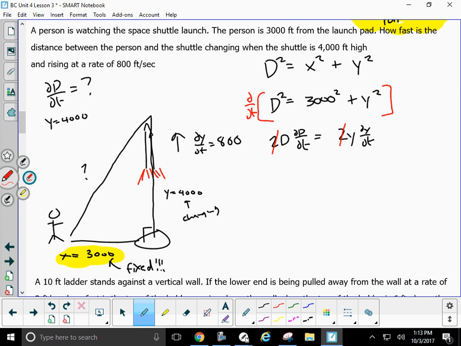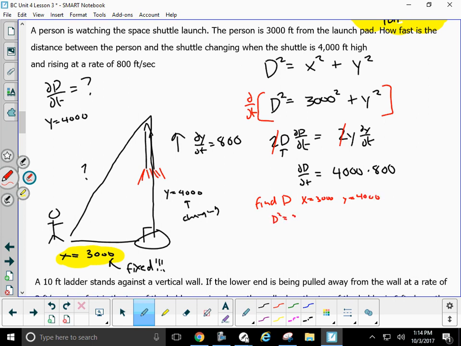Okay? Try to find dD/dt. I have y. I want to find dD/dt exactly when y is 4,000 and dy/dt is 800. But I got a problem. I wasn't given D. But it's not a problem, because I can find D using x, which is 3,000, and y is 4,000, using my original formula. Okay, so there is an extra step with this, just like the same kind of extra step with that conical pile. I need to find D, knowing that x is 3,000 and y is 4,000.